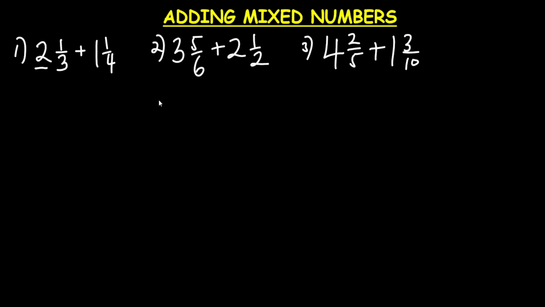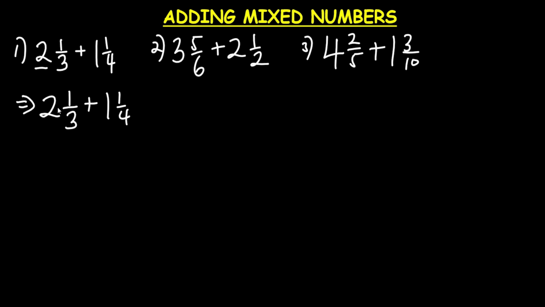How do we add two mixed numbers? Now, if you want to know how to add mixed numbers very well, take your time and watch this video. The first one we have is 2 whole number 1 over 3 plus 1 whole number 1 over 4.